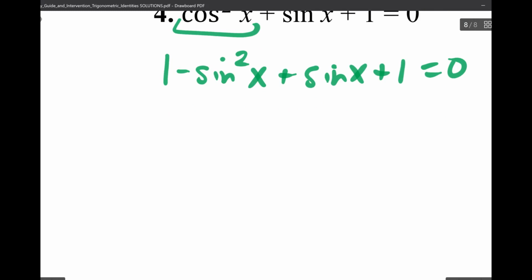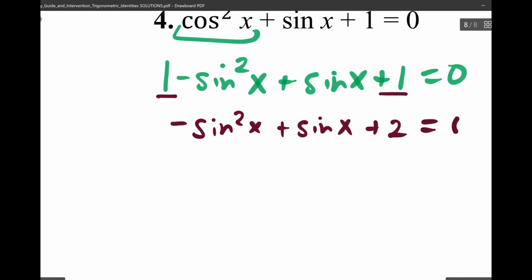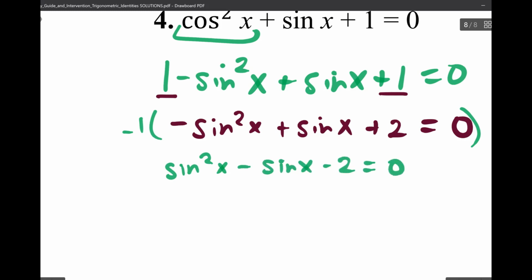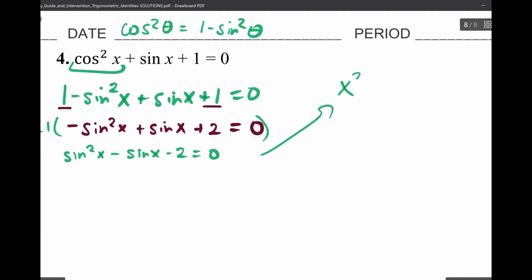Alright, so if you have 1 and add 1, you get 2. So we have minus sine squared x plus sine of x plus 2 equals 0. If I multiply everything by -1, it's the same thing as moving everything to the other side. So I have sine squared x minus sine of x minus 2 equals 0. So I can try solving it with algebra, like how you've solved it before: x squared minus x minus 2 equals 0.